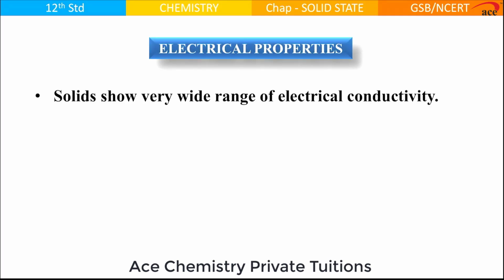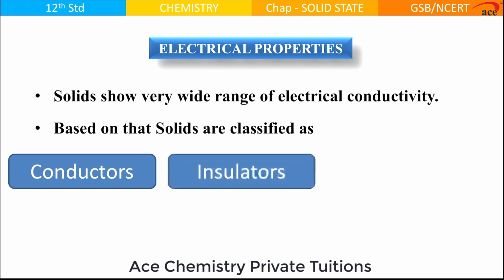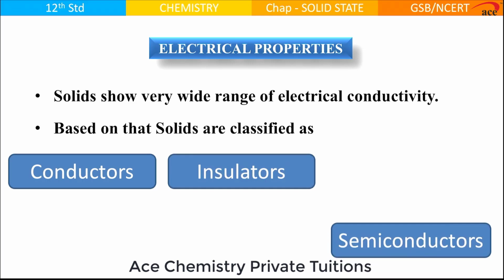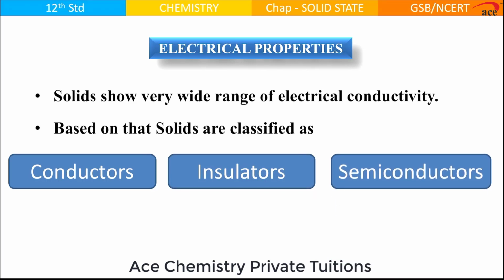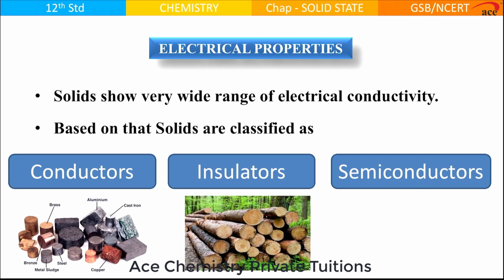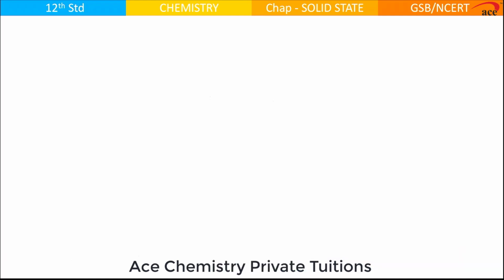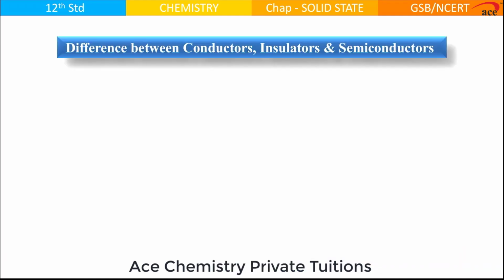Now, solids are of various types. They are conductors. You are already aware various metals around are conductors. Wood, plastic, rubber, they are insulators, and we know there are certain elements like silicon, germanium which are semiconductors. Metals are the popular example of conductors, wood, plastic, rubber are insulators, and silicon, germanium, which are used in electronics, are semiconductors. Now, what is the difference between conductor, insulator and semiconductor scientifically?